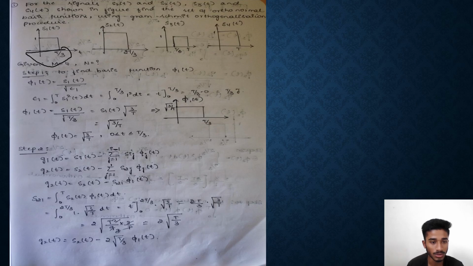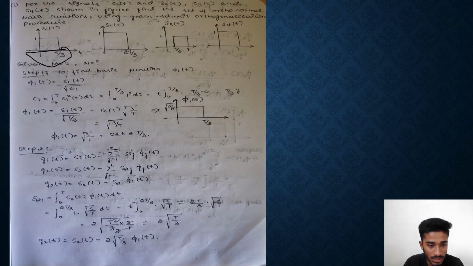So what is step 2? Step 2 is gi of t. gi of t is equal to si of t minus the summation of j equals 1 to i minus 1 of sij into psi j of t, and g2 of t is equal to s2 of t minus the summation for j equals 1 to 1 of s2j psi j of t. We can further write g2 of t as s2 of t minus s21 psi 1 of t.